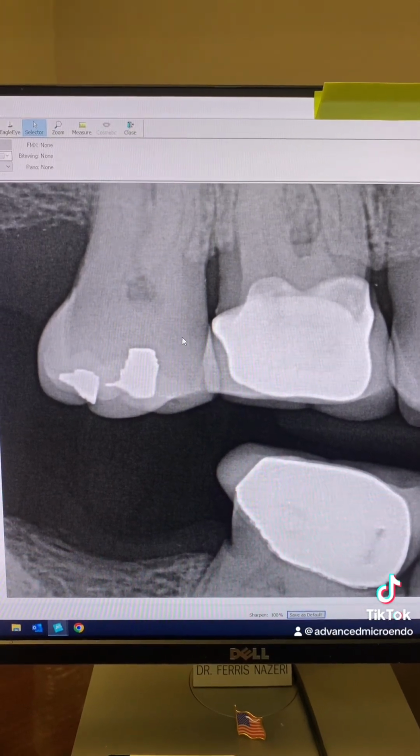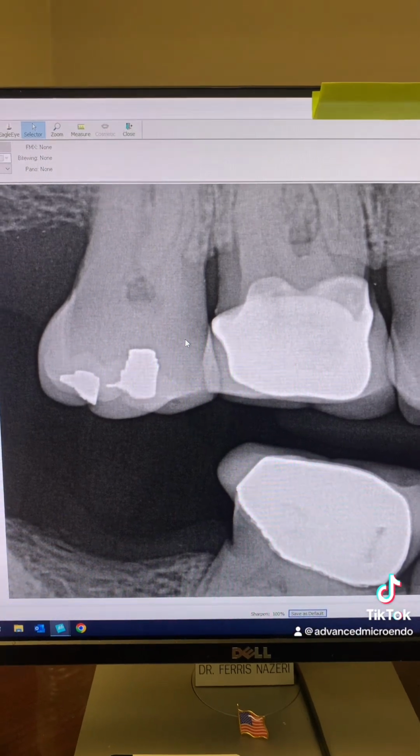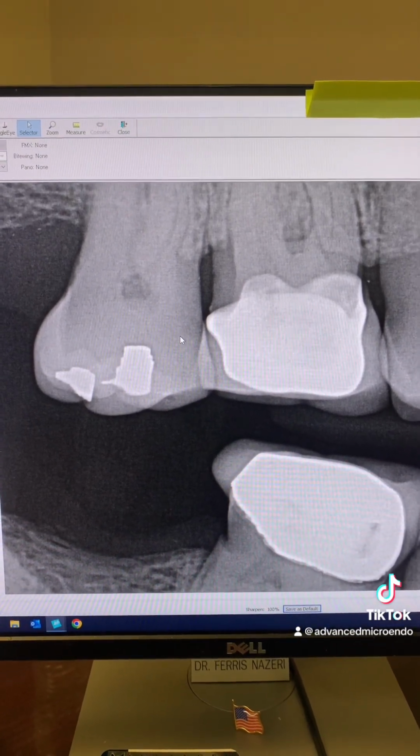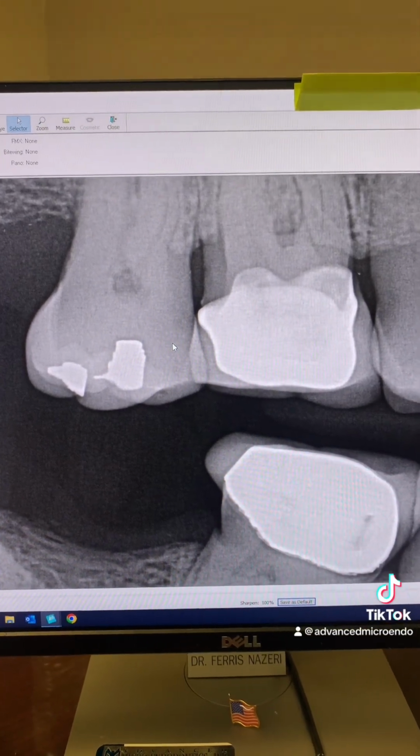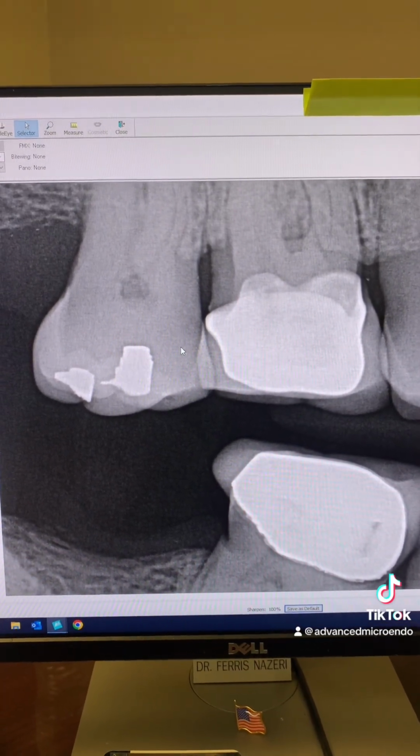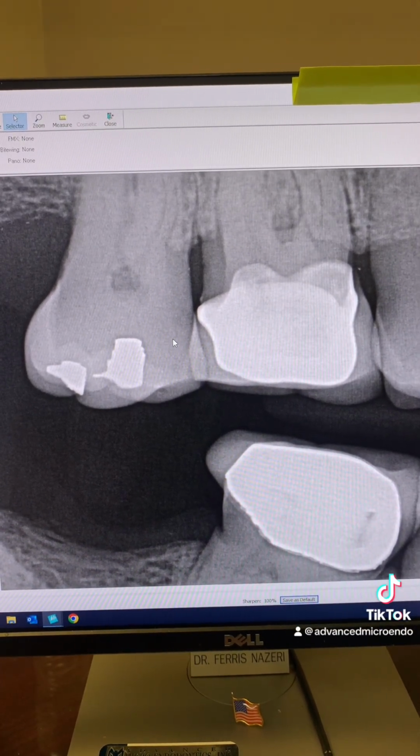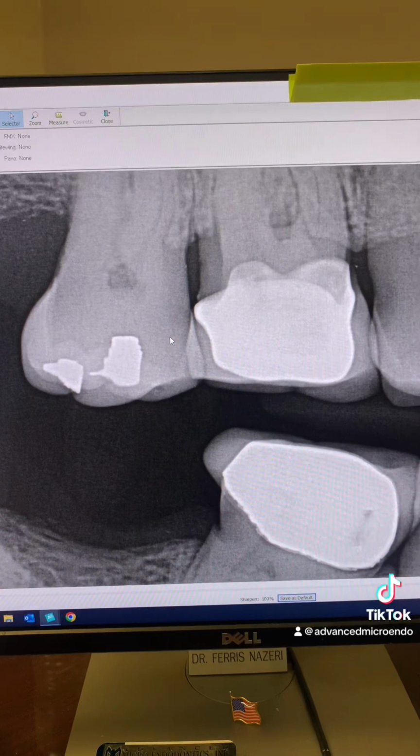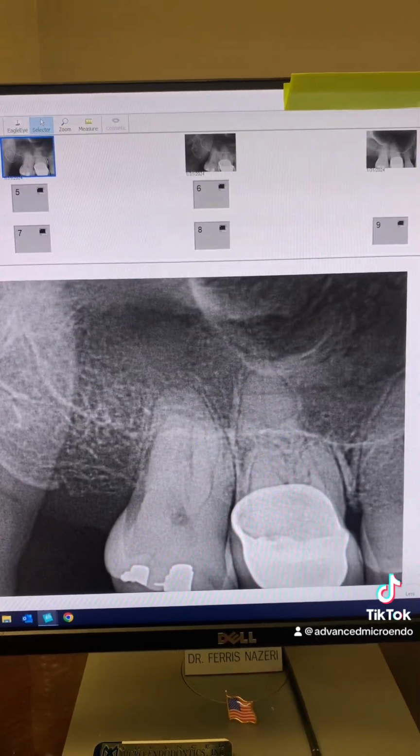So I examined the tooth, percussion very tender, palpation on the palatal side within normal limits. On the buccal side, when I used a surgical operating microscope, okay, this is what I noticed.